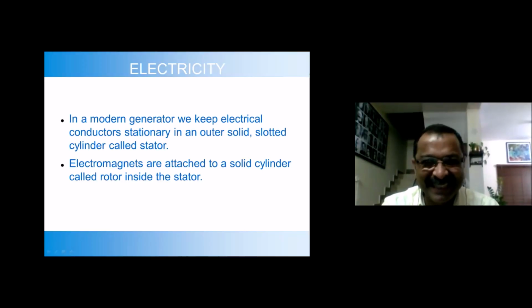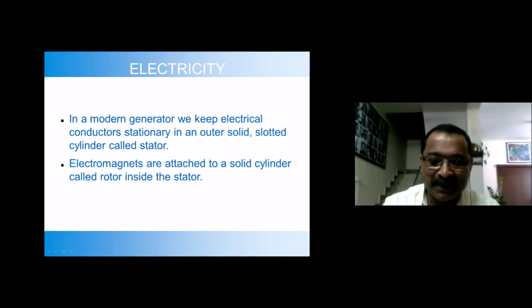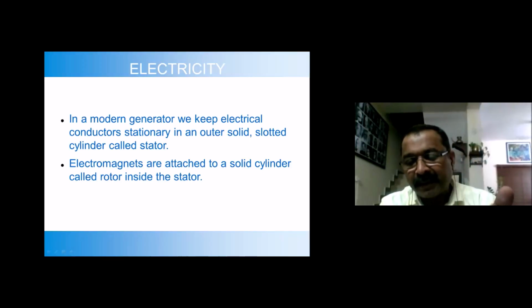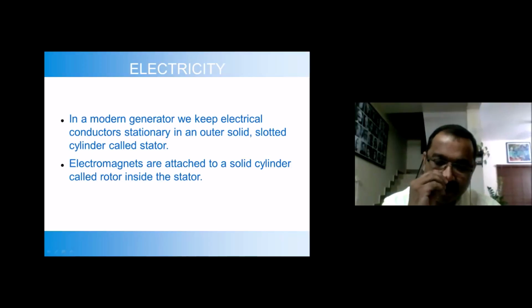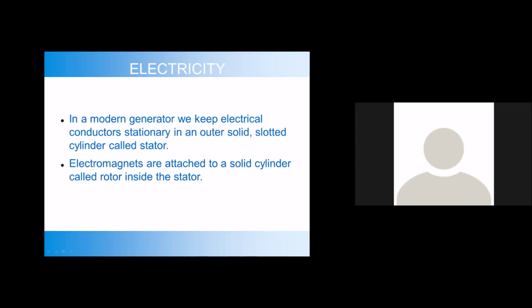So there are three ways. The third way, you can skip as far as our generator is concerned. In the modern day generator, we will keep the conductor stationary and we will rotate the magnet.